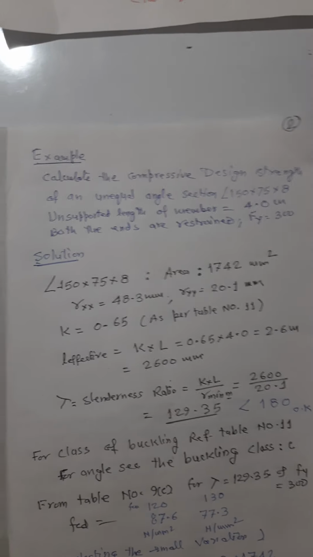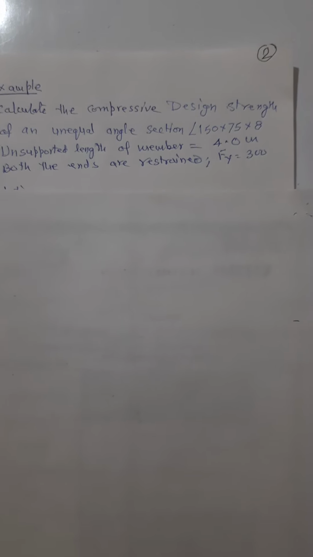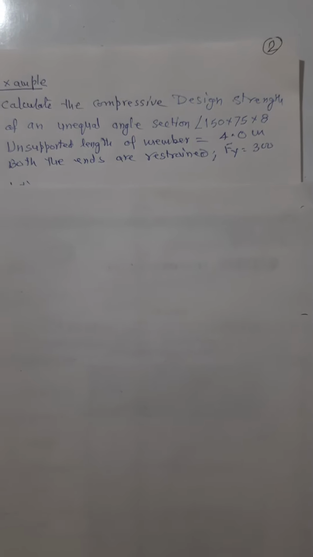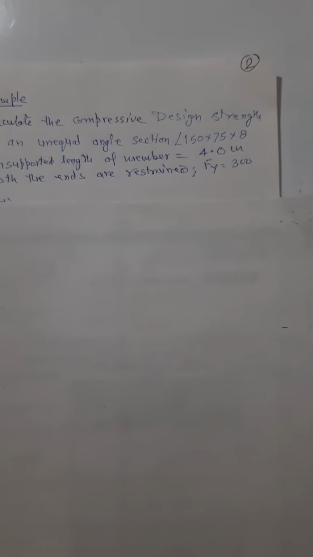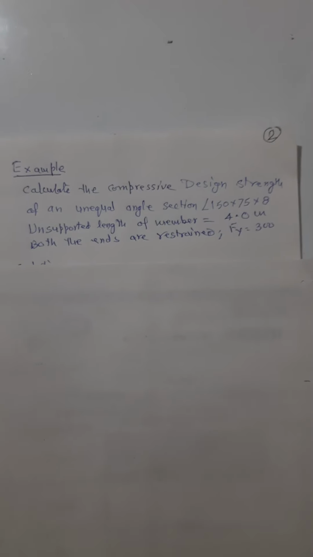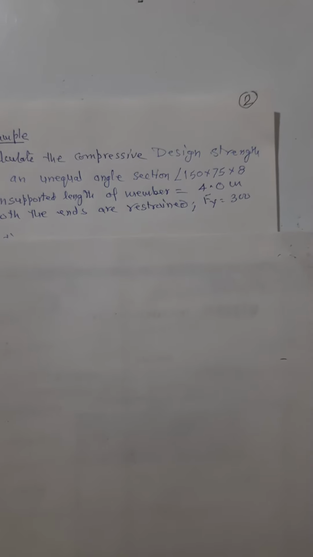Now we will try to solve one problem. It is not available in any textbook so far. I have selected random values and I am just calculating. We have to find out the compressive strength of an unequal angle section of 150 cross 75 cross 8. That is an unequal angle section. The unsupported length is given as 4 meters, and the top and the bottom, both ends are restrained in translation as well as in rotation.